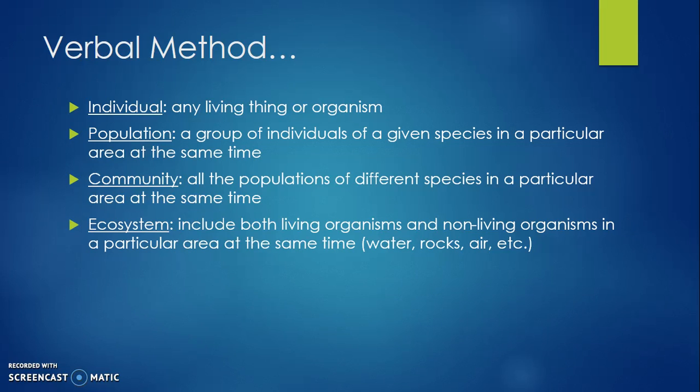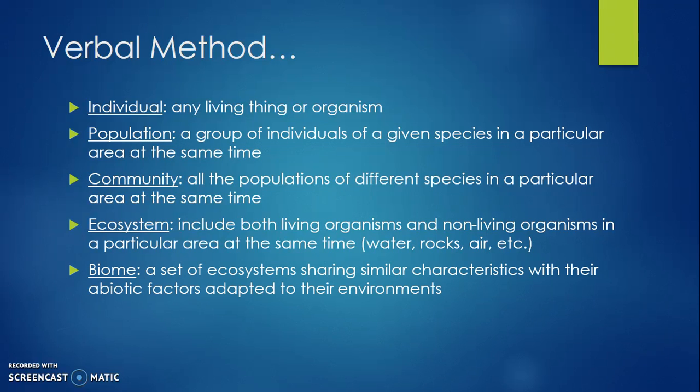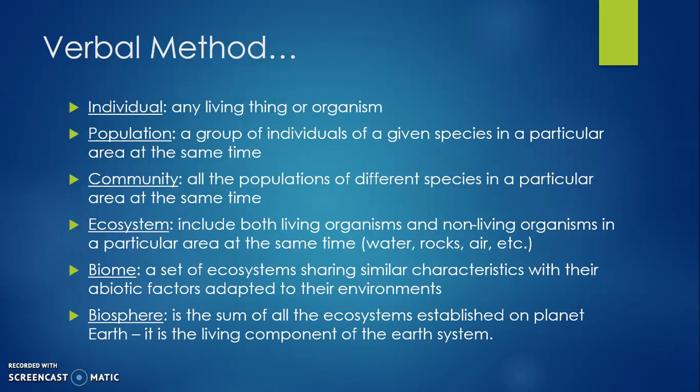So that's all of your living organisms from the community, but an ecosystem is going to add the non-living things like water, rocks, air, different things like that. A biome is going to be a set of ecosystems sharing similar characteristics with their abiotic factors adapted to their environments. And last, the biosphere is the sum of all the ecosystems established on planet Earth. It is the living component of the Earth system.